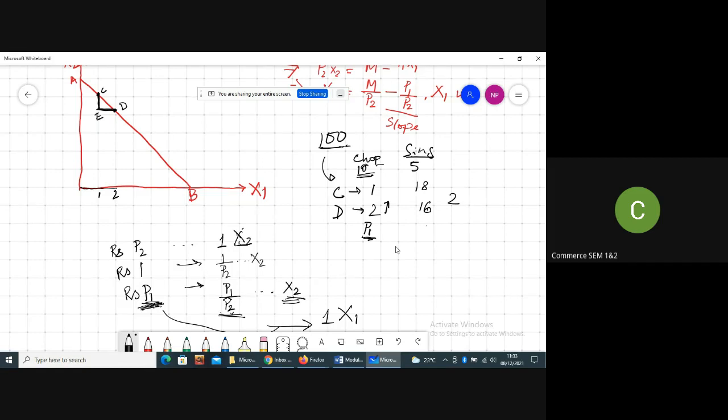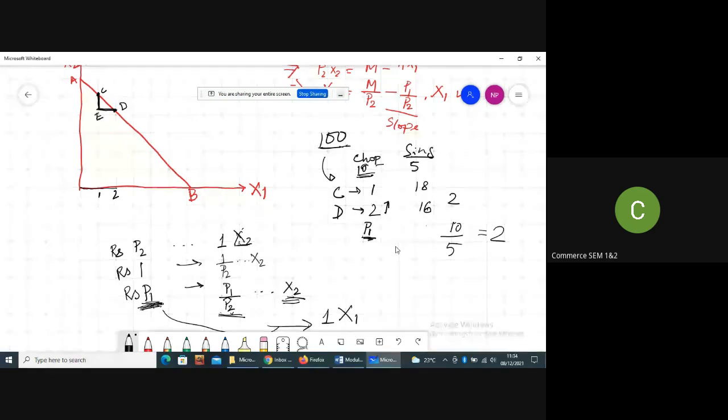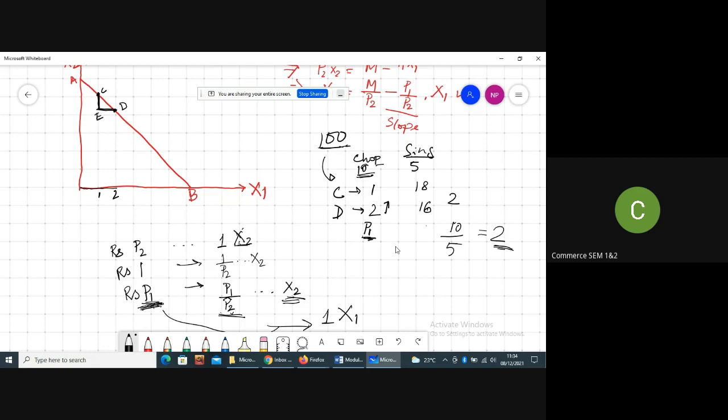So in this example, what is P1 by P2? P1 is 10 and P2 is 5, so 10 by 5 will be equal to 2. So here P1 by P2 is 2. So if I do not consume 2 units of samosa, how much money can I save? The price of each samosa is 5 rupees, so I can save 10 rupees.